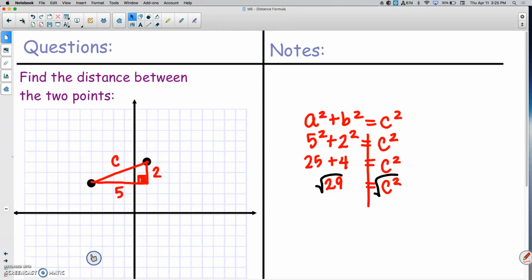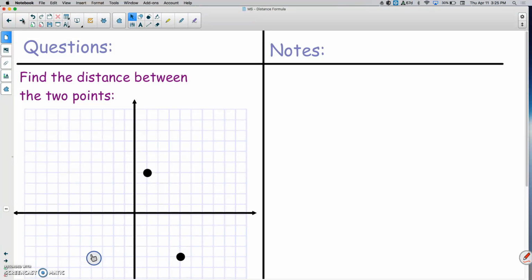So the square root of 29 is about 5.4. So my distance is about 5.4. And that makes sense because the hypotenuse has to be the longest side in the triangle. So it's longer than the 2 and the 5.